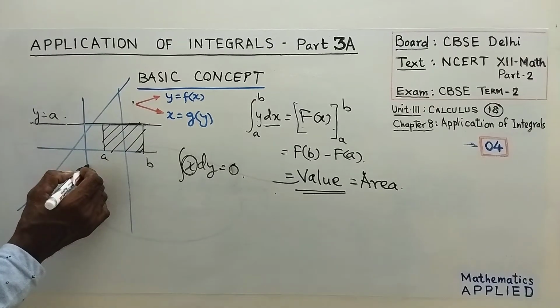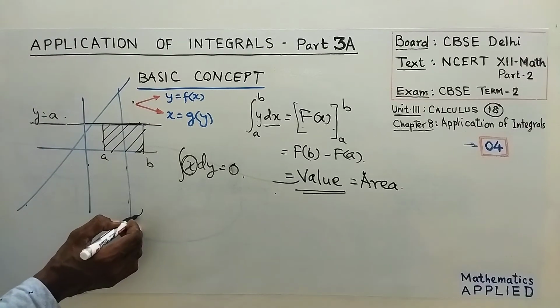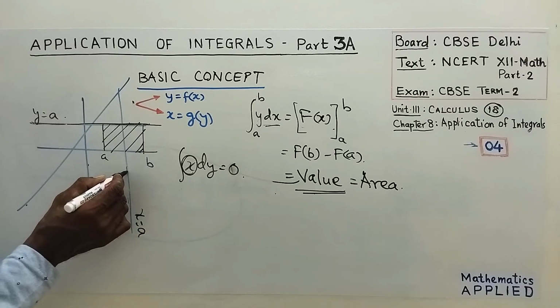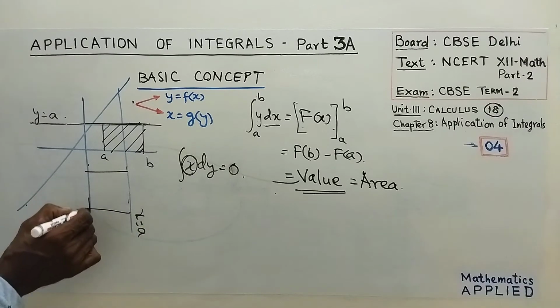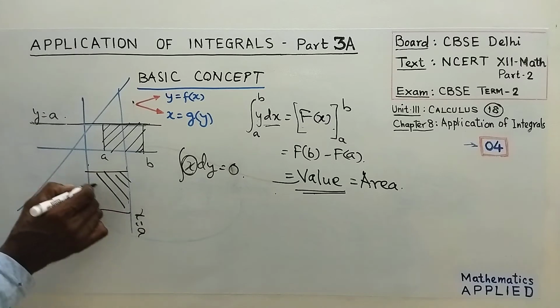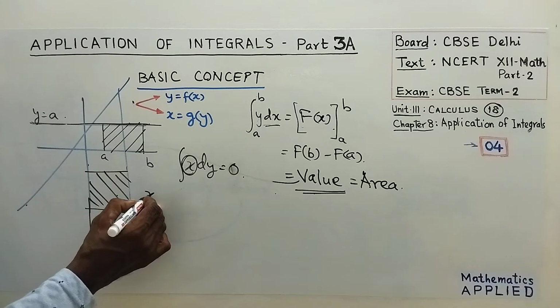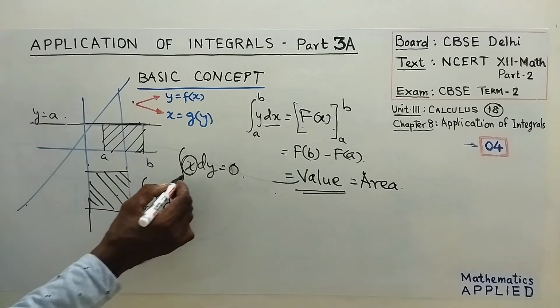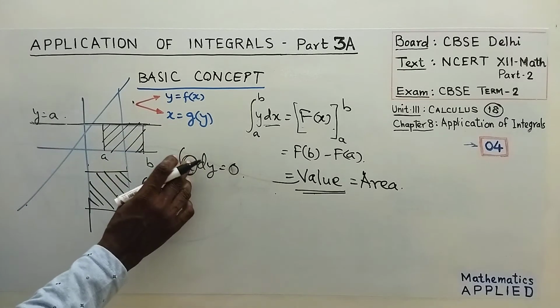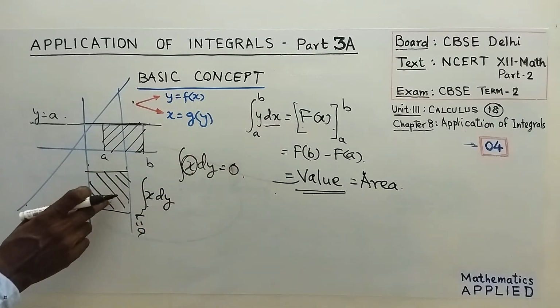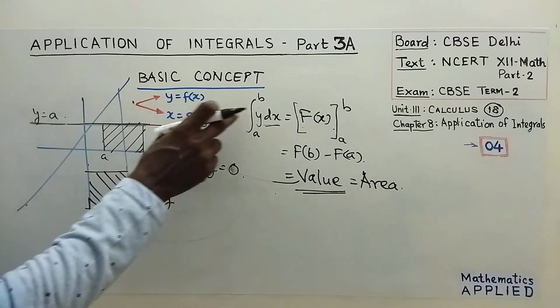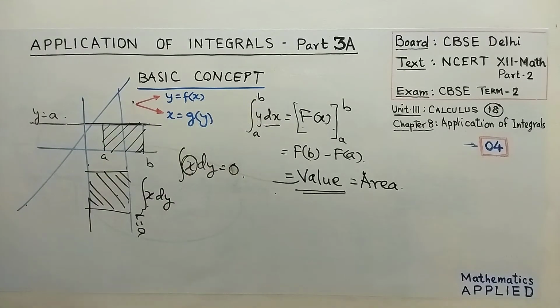Similarly for the y-axis, it will be x equals a. So you can do that with respect to y only. Here the possibility is x dy. The other possibility, integral y dx, is not there for this. This is for y dx, right? This is for parallel lines.